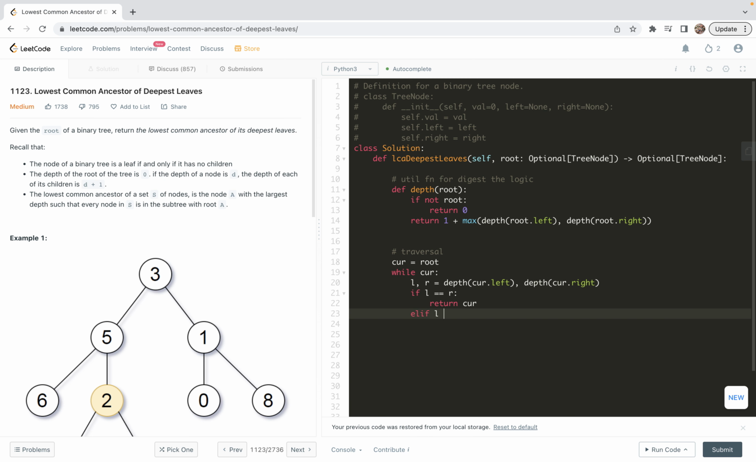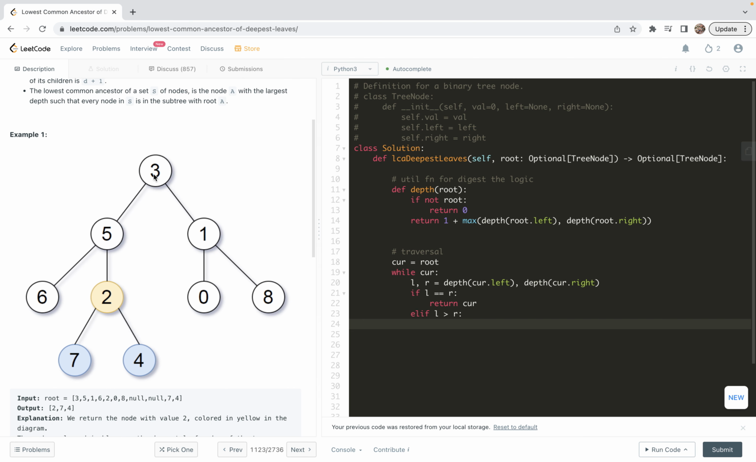Another case is if the left side is deeper, like here in example 1. So we are going to move from 3 to 5, right? So basically current equals current left. Else, the right subtree is deeper, so we're going to move to the right. Due to the problem assumption, finally we must have something returned.